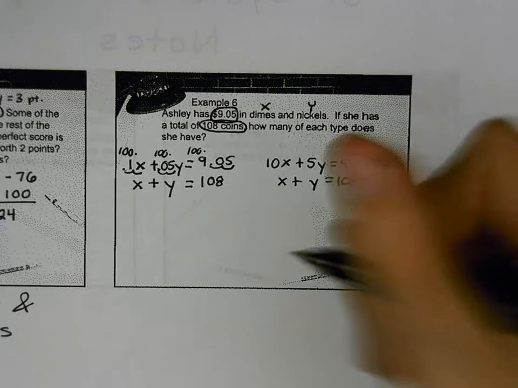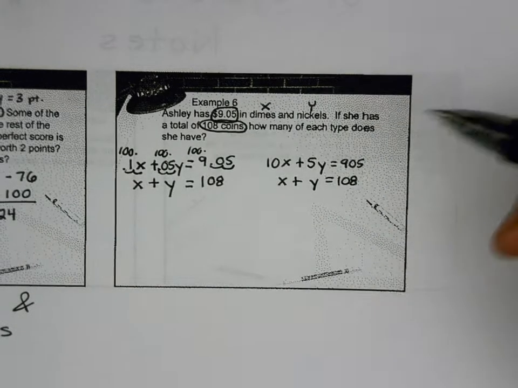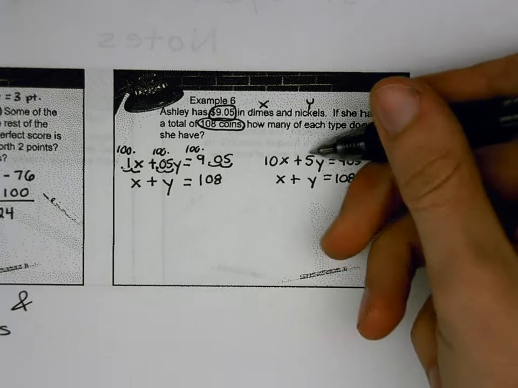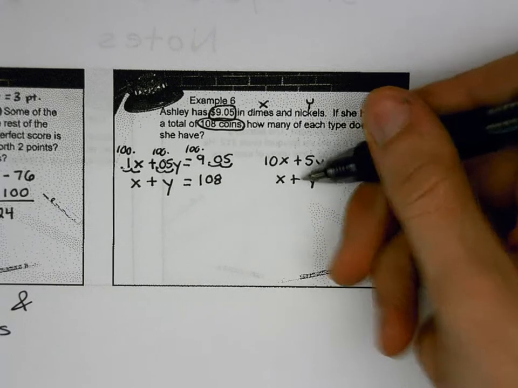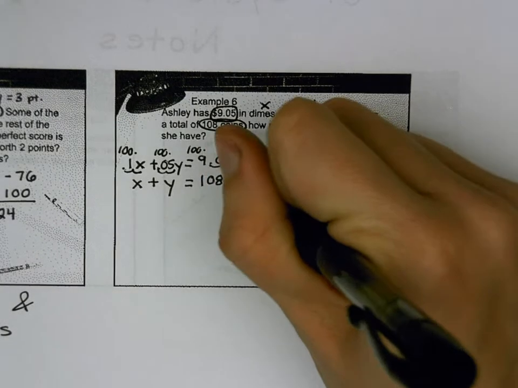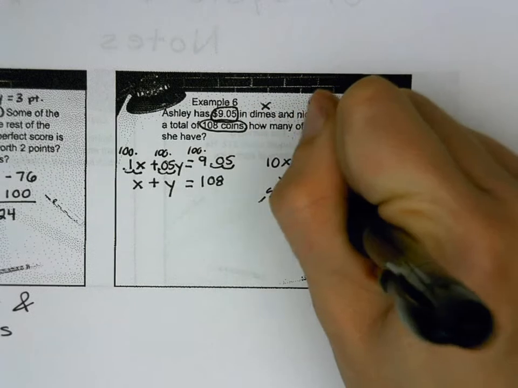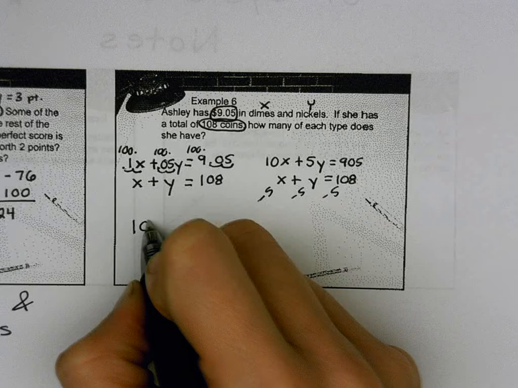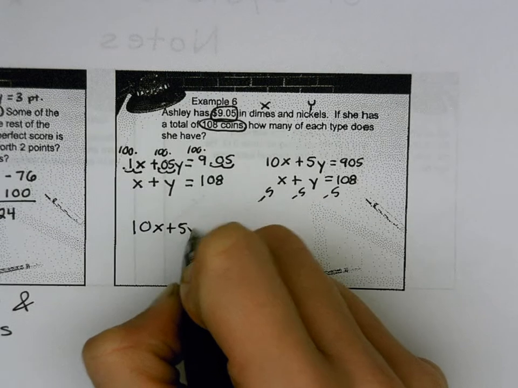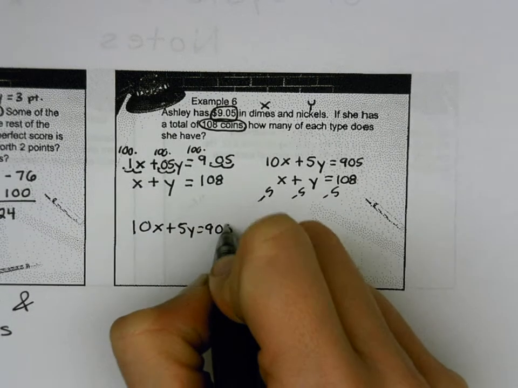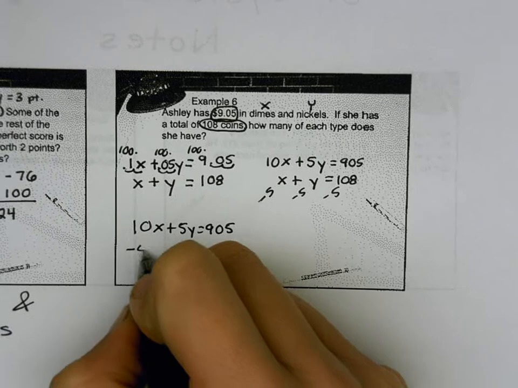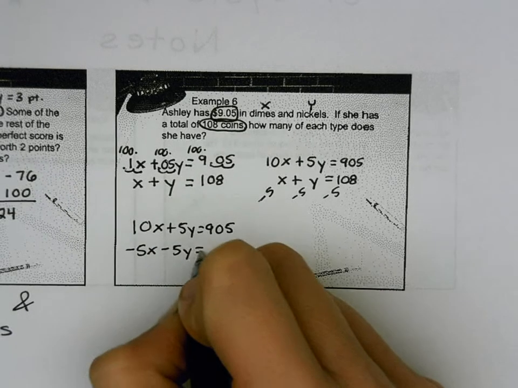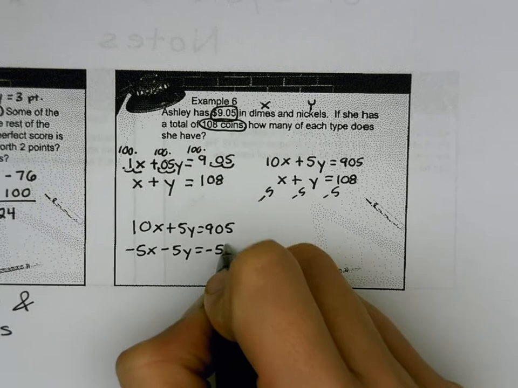So at this point, I'm going to go ahead and make either my x or my y to be the same number but opposite sign. I'm going to go ahead and choose to make my y's match. I notice my top one's +5, so I'd like my bottom one to be -5. So I'll go ahead and multiply everything by -5 here. When I do that, I now have a new pair of equations. The top one, 10x plus 5y equals 905. And my bottom one, -5x minus 5y equals -540.